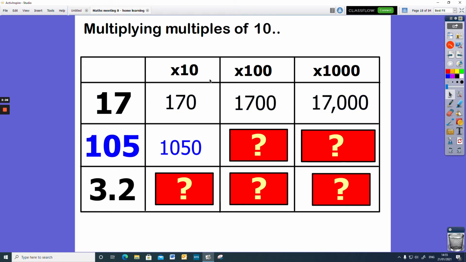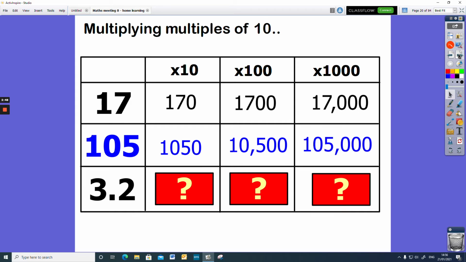105 multiplied by 10 is 1,050. Notice where our 0 has come from. Now our next one. 105 times 100 is 10,500. All our digits have moved up 2 columns. Next one. 105 times 1,000 is 105,000. Again, notice that our 105 has moved up 3 columns.